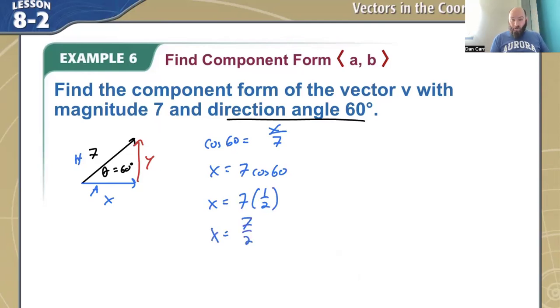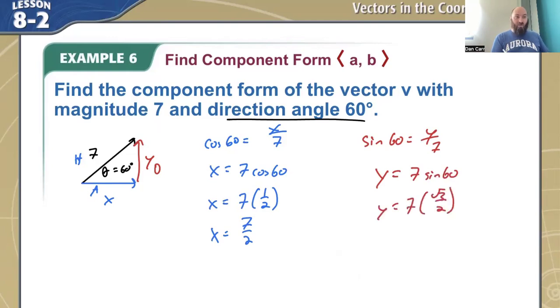In the y component, same idea, this is the opposite side here. So we're going to do the sine of 60 equals y over 7. I multiply both sides by 7. Y is going to equal 7 times the sine of 60, which, if you remember, is √3 over 2 as a special right triangle. So my y component here is 7√3 over 2. As a vector, we put these together in our components. My x component is 7 over 2. My y component is 7√3 over 2.